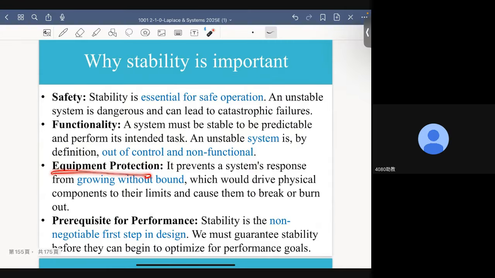And the third reason for stability is equipment protection. It prevents a system response from growing without bound, which would drive physical components to their limits. If you have infinitely large force, or infinitely large current or voltage, no physical hardware can survive those infinitely large physical quantities. It would drive physical components to the limits and cause them to break or burn out. And we don't want that to happen.